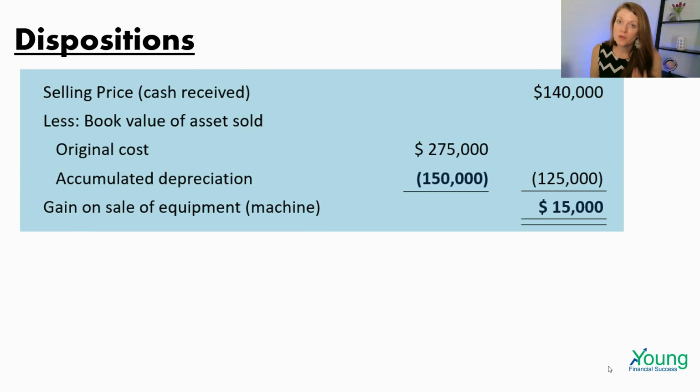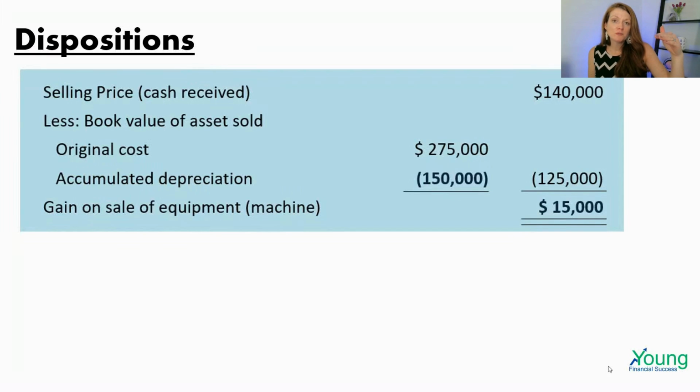Hint, hint, you're going to need to record the cash coming in. Anytime there's cash, it should be pretty easy to know we debit it if it's coming in, credit if it's going out. So then we have to figure out what the book value is to see if there was a gain or a loss. So we take the original cost, the $275,000, minus that accumulated depreciation we just saw on the last slide. And now we have a book value of $125,000.